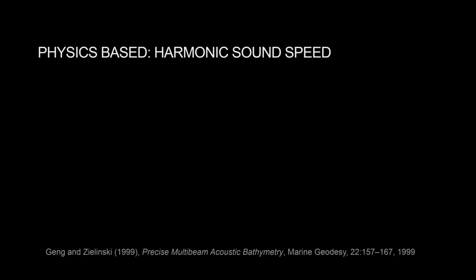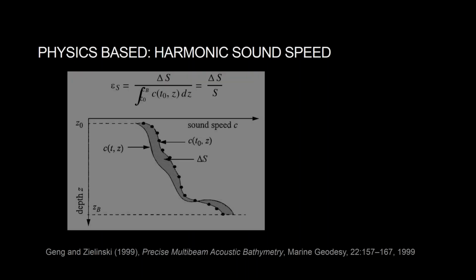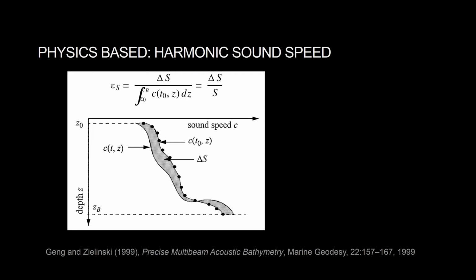The other part that's physics-based is the use of harmonic sound speed, and that's the output of the algorithm. As we've implemented it, it computes the equivalent harmonic sound speed that's needed to get an equivalent ray trace location on the seafloor for the sound speed profile that's unknown. So there's a nice paper dating back to 1999 by Geng and Zielinski that captures how it is that it's possible to do this.